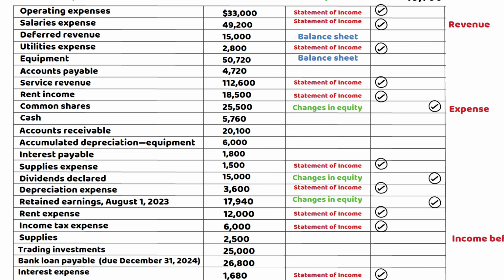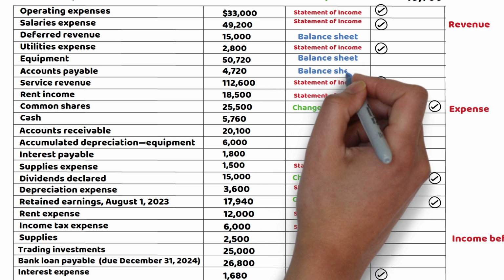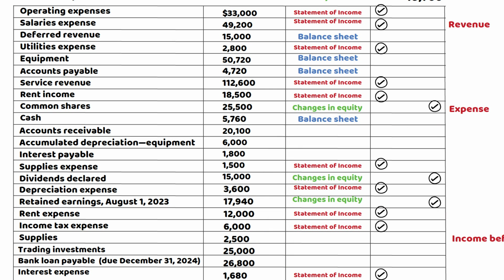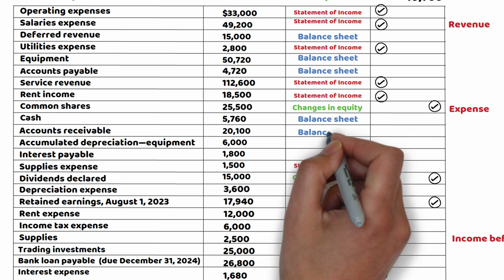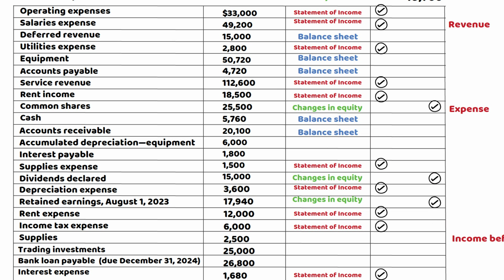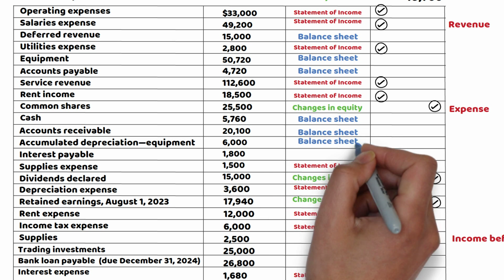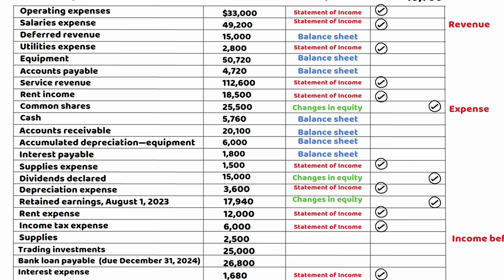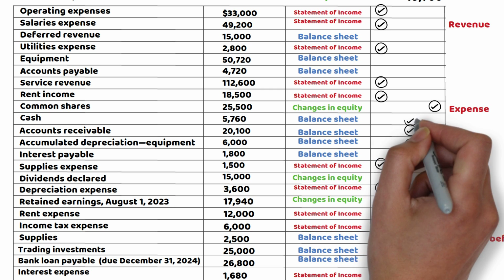So let's see the balance sheet items. Deferred revenue, that's a liability, equipment, accounts payable, cash, accounts receivable, accumulated depreciation equipment, interest payable. These are all balance sheet items. Supplies, trading investments, bank loan payable. So these items all belong to the balance sheet. We also call it a statement of financial position.